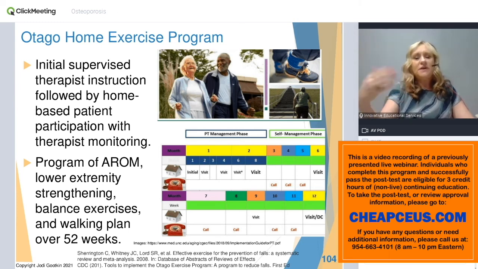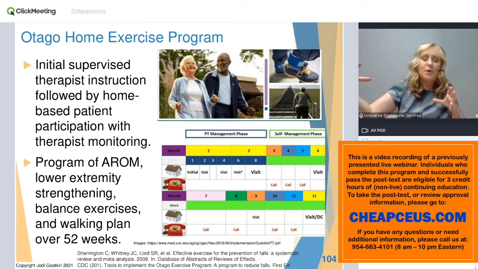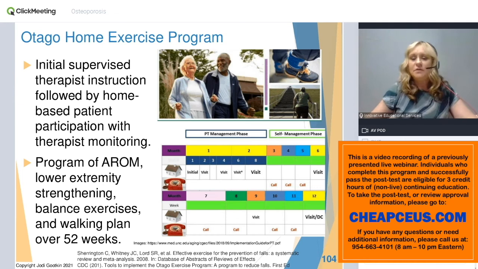And then the therapist follows up with the patient at 6 months, 9 months, and 12 months to see how they're doing with their plan. And the research is showing that individuals who participate in this specific program have a significant reduction in their risk of falls. This is associated with exercise programs, specifically where the individual has over 50 hours invested in the exercise program. When they're challenged to that level, it's when it seems to have the most benefit.